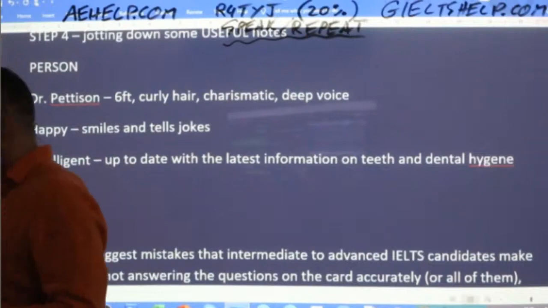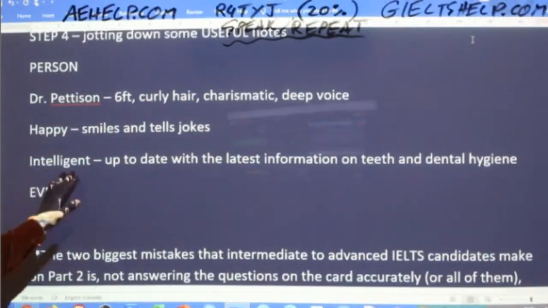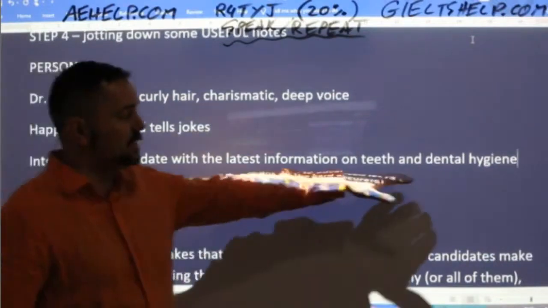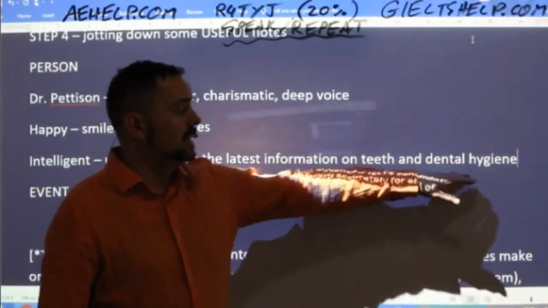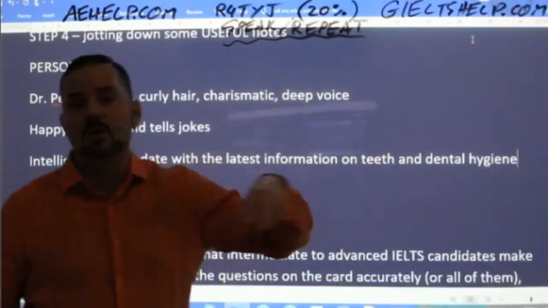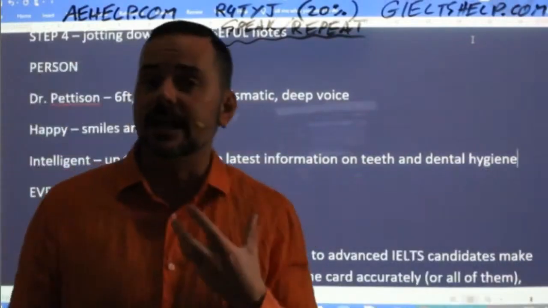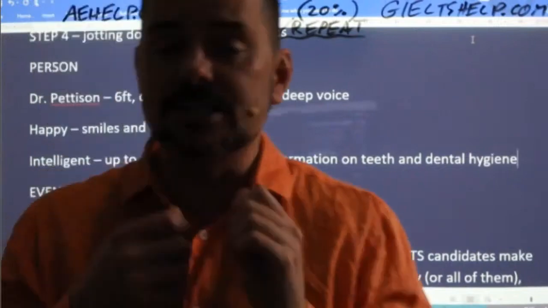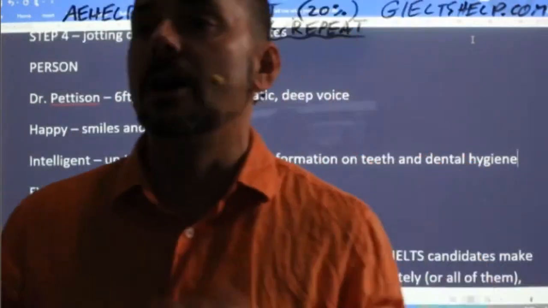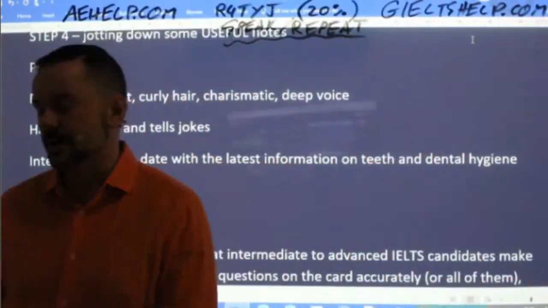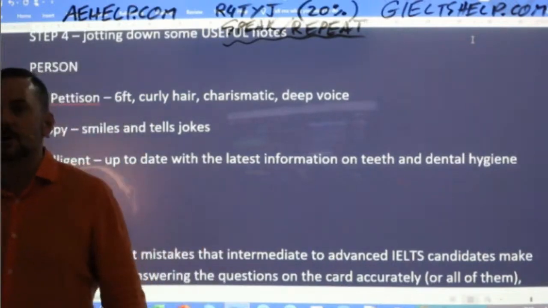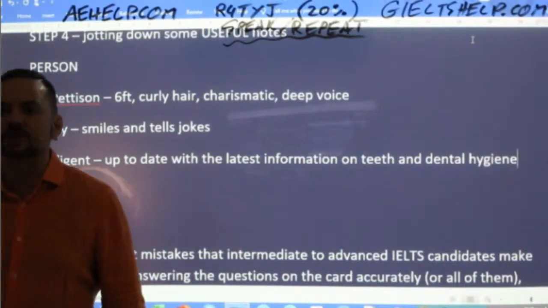Yeah, so a little bit long on the notes here. I'm just giving you some extra information. So he's intelligent, up to date with the latest information on teeth and dental hygiene. Dental hygiene is what we call the way that you take care of your teeth, like flossing, brushing, rinsing your mouth, and so on. Okay, all right. So good. I want to see more of this personality backed by action.